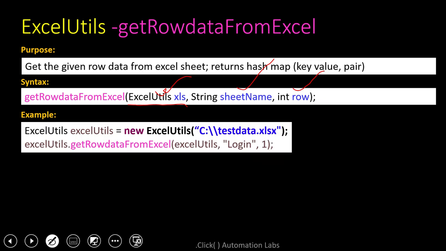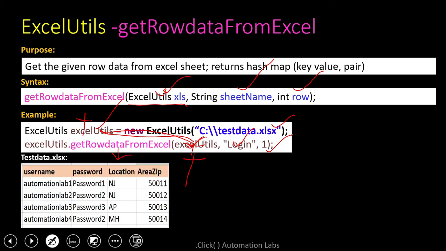An example would be Excel utilities equals new Excel utils. This is the constructor, this is my object, and this is my method call. Here I am passing whatever you mention over here. This is the Excel object. If you say X over here, this should be replaced with X. This will be taken as an input parameter for this method. You need to mention from which sheet you want to retrieve and from which row you want to read the data. Both these values should be passed. Now this is my testdata.xlx sheet.